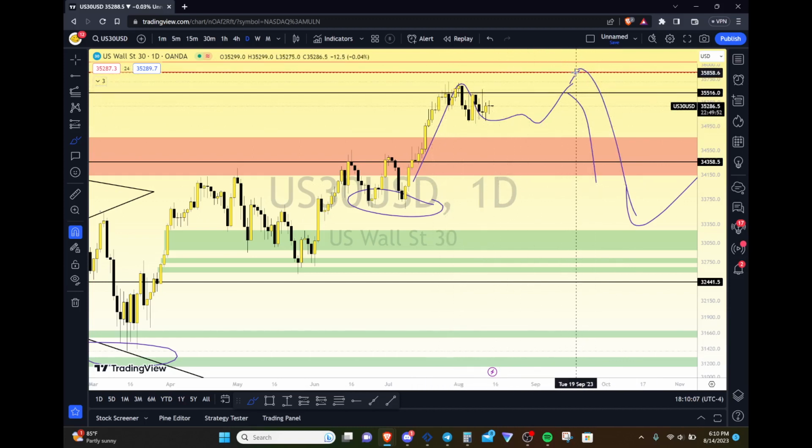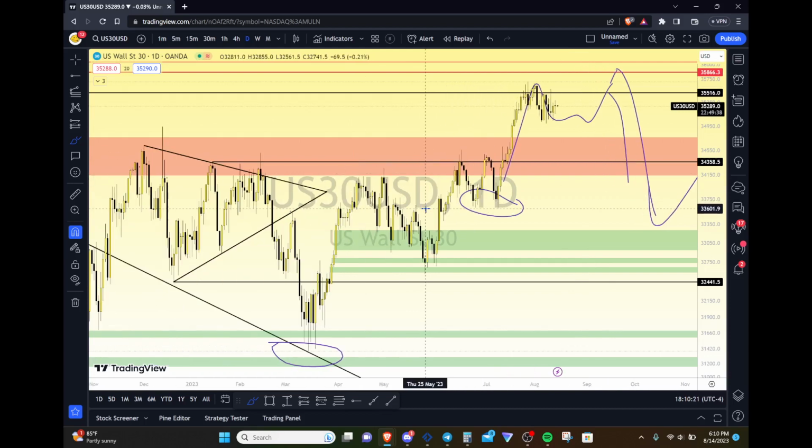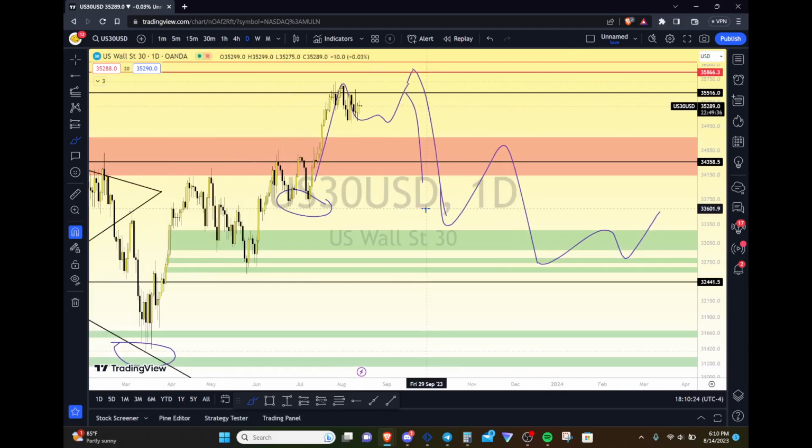So pretty much creating a swing failure pattern here, taking liquidity above these highs, grabbing liquidity above that pivot high, the red line there at 35,866, and maybe even tapping that very, very small fair value gap, and then breaking lower and going after these equal lows at about 33,600, and then we'll have to wait and see how the markets develop from there.